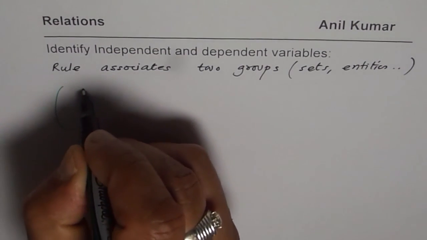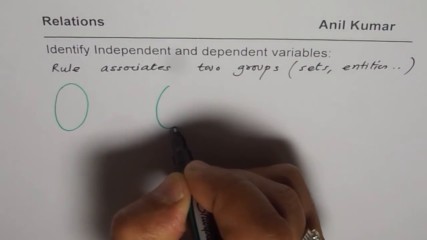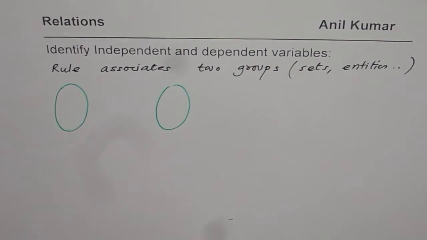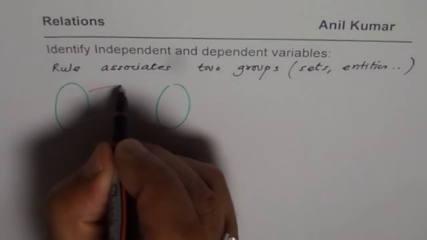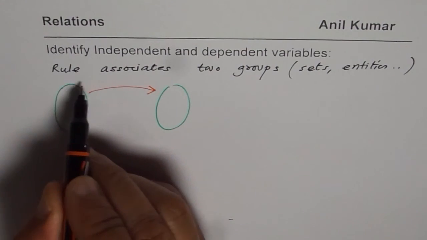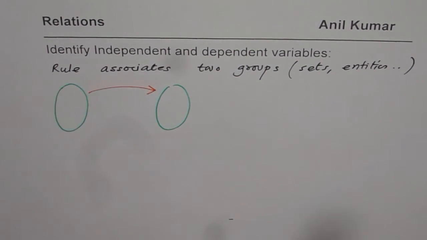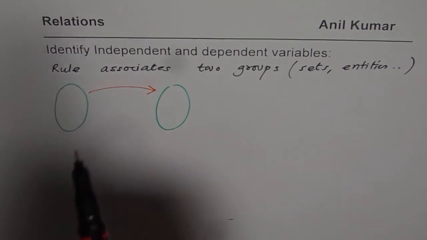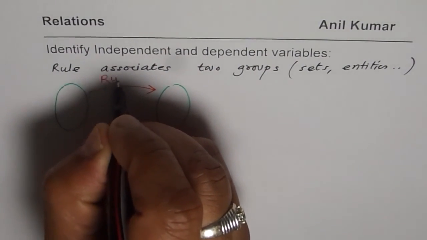So there is a group here, and this is the second group. So these are the two groups, and these groups have a relation, so they are related somehow. And this is a relation with the help of a rule. So that relation is because of a rule. So this is a rule here which relates them.